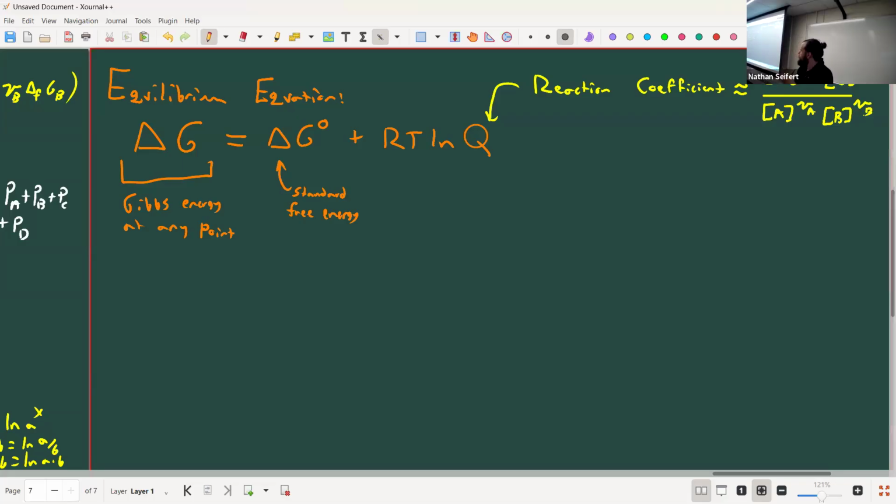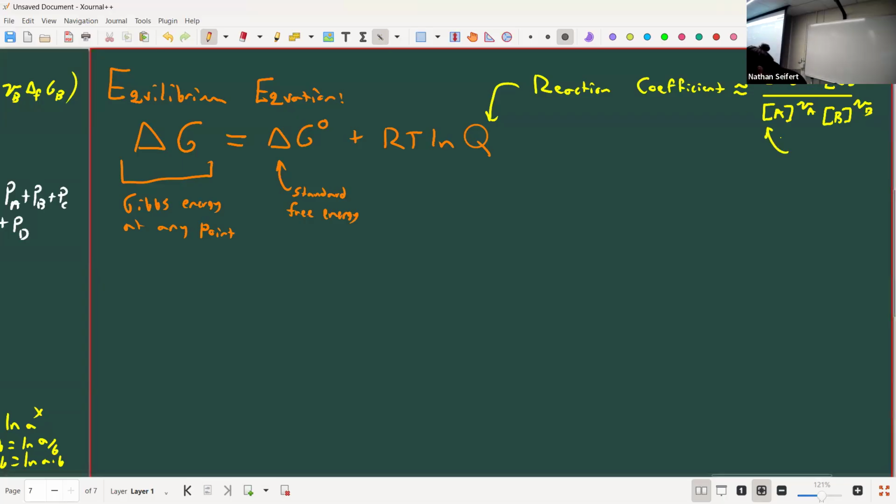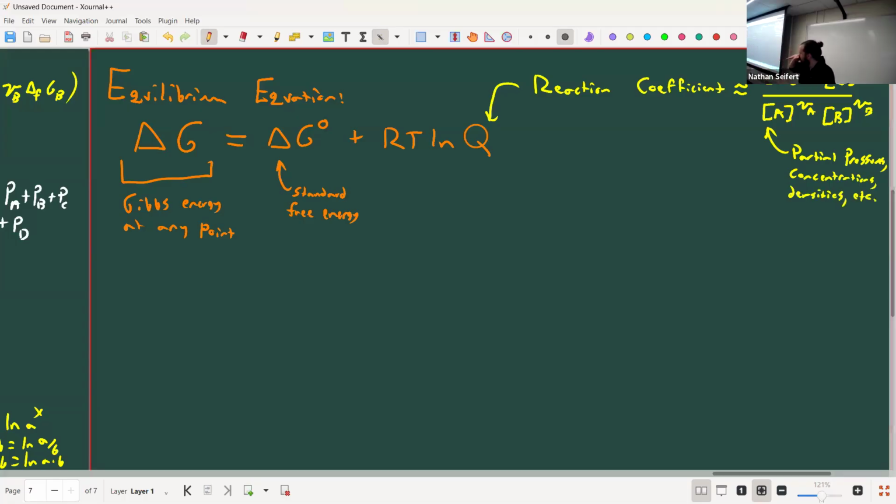It's not quite concentrations. Partial pressures are not exactly molar concentrations. There's a conversion between the two, but it's proportional, right? So these can either be partial pressures, concentrations, densities, etc. There's lots of different ways to represent this system.